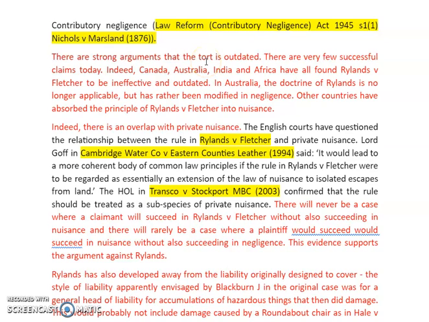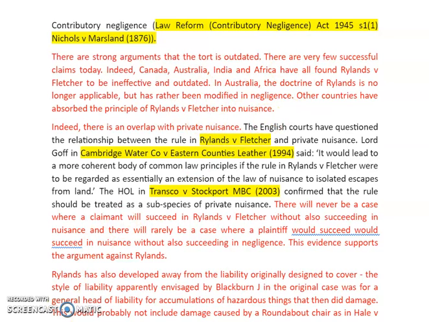There are strong arguments that the tort is outdated. There are very few successful claims. Other places, such as Canada and Australia, have all found the rule to be ineffective and outdated. In Australia, it's no longer applicable, but has been modified in negligence. So that could be a potential option for us here.